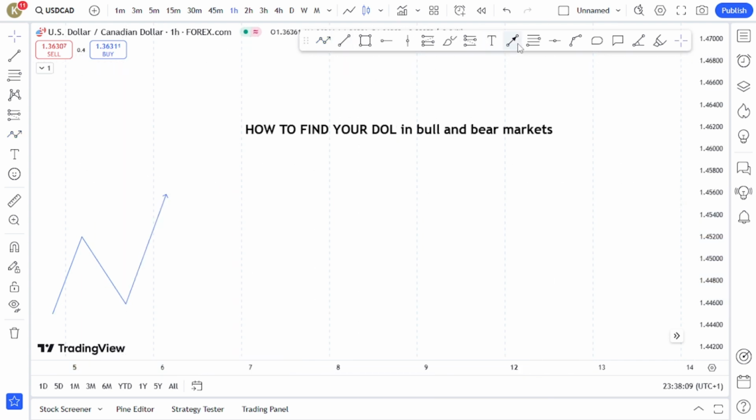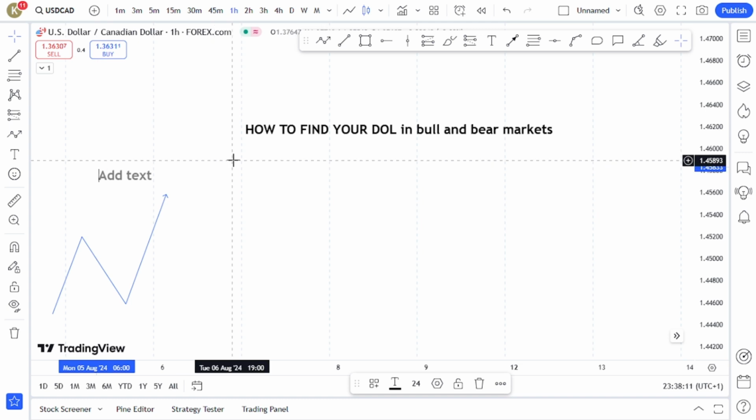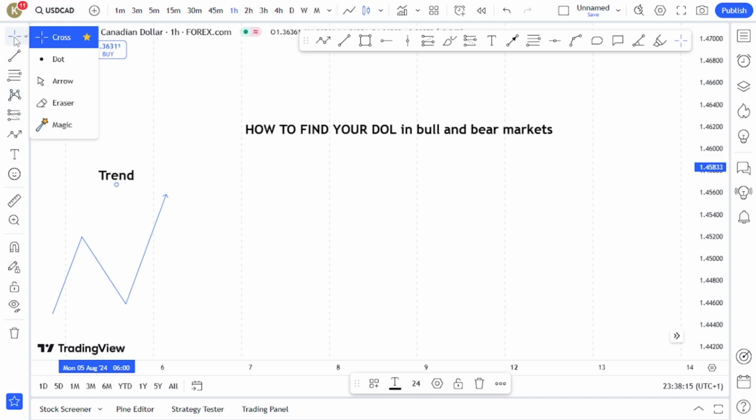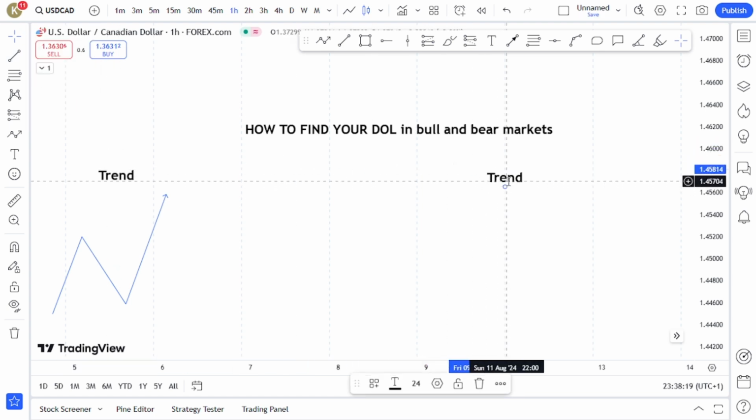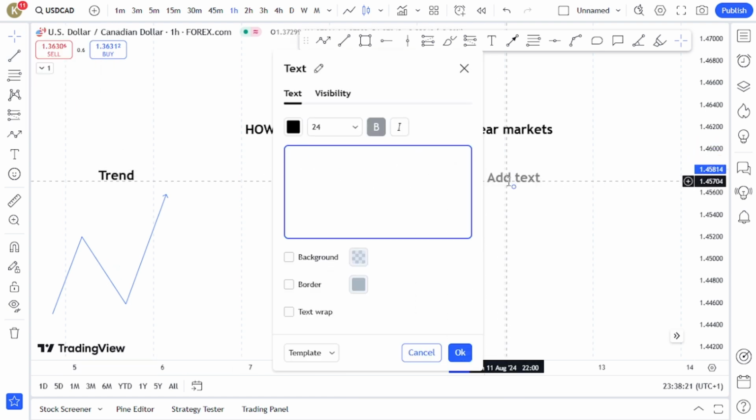Okay, either using trend or ERL to IRL logic. Okay, ERL to IRL logic. These are the two ways to obtain your draw on liquidity.